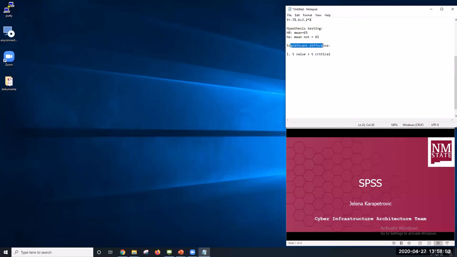And when the difference is significant, that means that our mean is not equal to 65, and we will reject our null hypothesis. Another way to see this is if we compare our p-value to 0.05. We want it to be lower than 0.05 in order to reject the null hypothesis. And the third thing we want to see is the confidence interval. If it does not cross zero, then it means that the difference is significant.